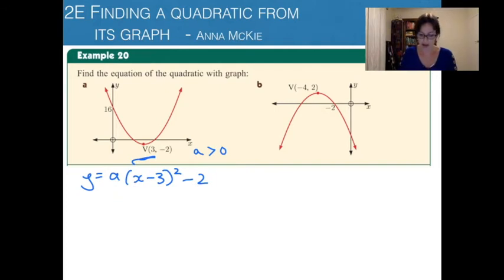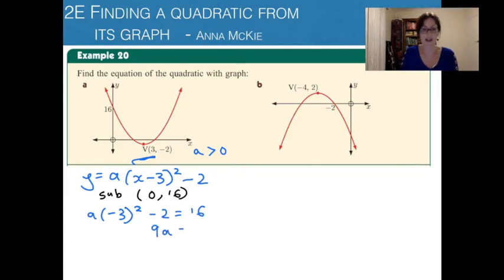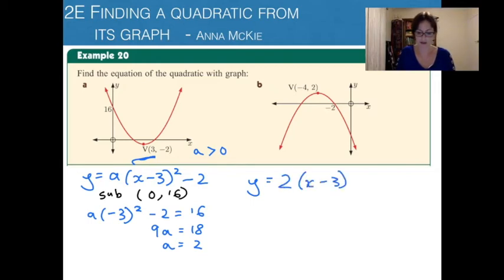But we still don't know what a is, so we need to substitute in the other point, which is 0, 16, and solve. So we have a times -3 all squared take 2 is equal to 16. So just a couple of extra steps of solving here, working out the square and adding 2 to both sides. We end up with a is 2. And therefore, putting that back in, the 2 is there, x take 3, all squared take 2. And you can always check that.